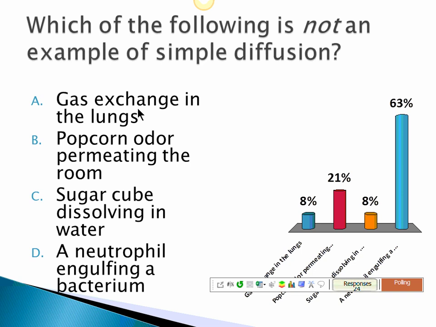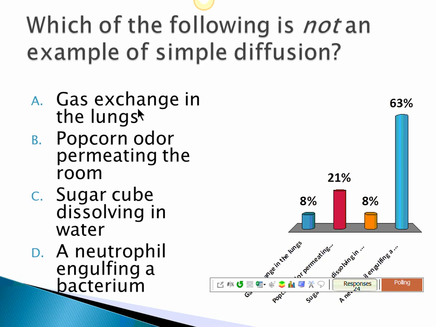Sugar cube dissolving in water, or even salt dissolving in water. When you put a cube in water, at that point there's high concentration. As you keep stirring it, it spreads around. So it's going from an area of high concentration to an area of low concentration till it's evenly spread out, or equilibrium is reached. Okay?